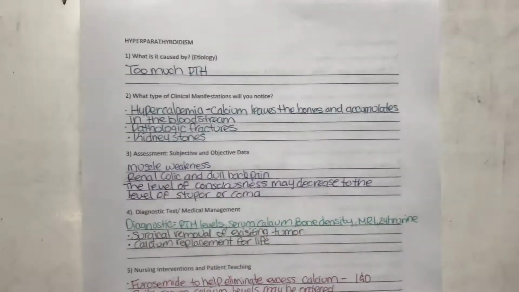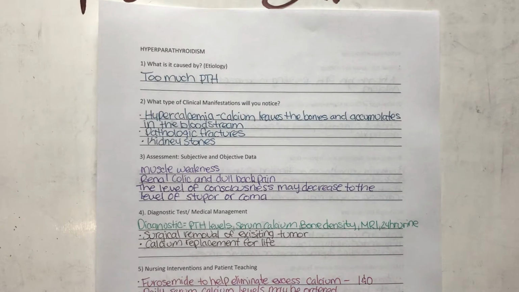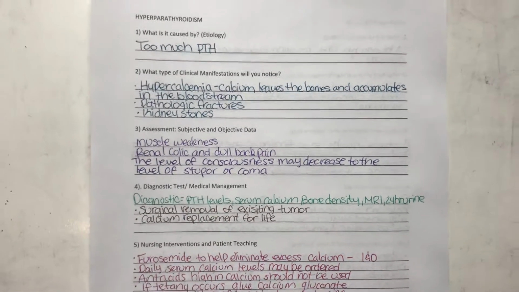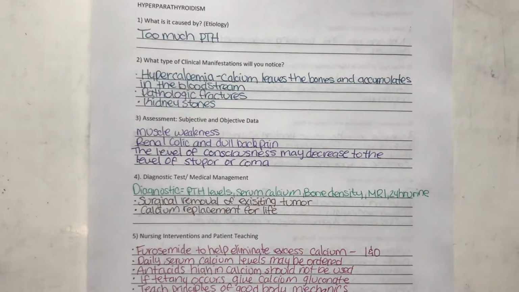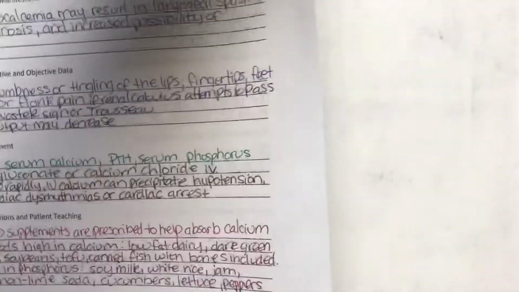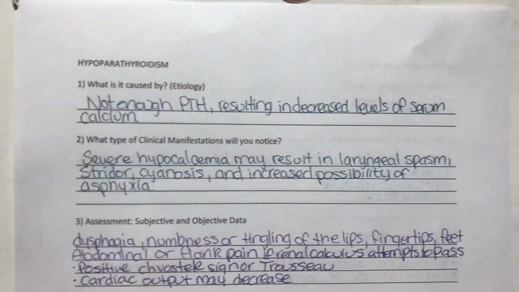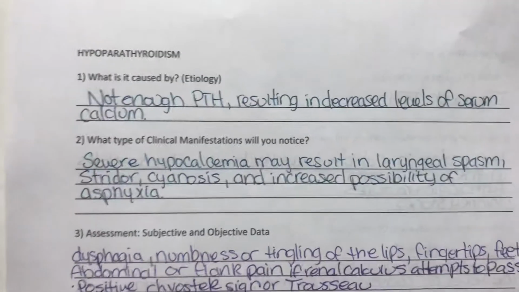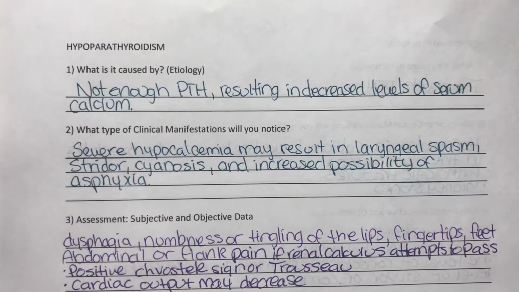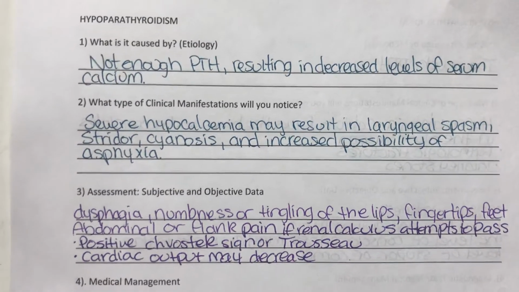So this is hyperparathyroidism. Again, too much calcium, hypercalcemia. So the opposite of that is hypoparathyroidism. So this is not enough PTH, resulting in decreased levels of serum calcium.